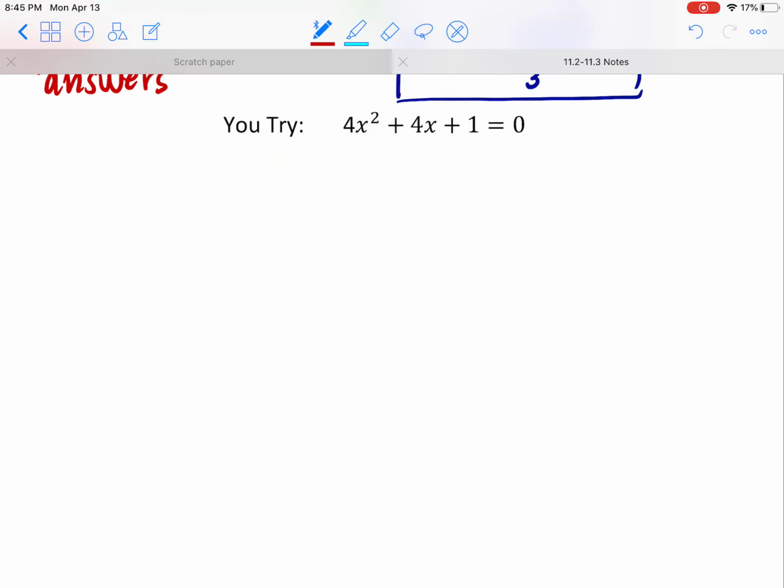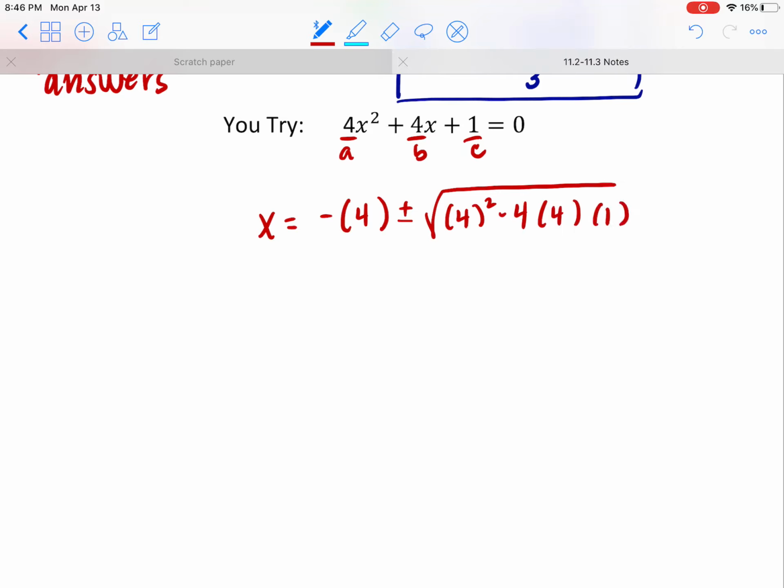Okay, so a is going to be 4, b is going to be 4, and then c is going to be 1. Again, this is factorable. In any other situation, I would use factoring to solve, but because this is going to lead into what we're doing on the next part of the notes, let's use our formula. So x is going to equal negative b plus or minus the square root of b squared minus 4 times a times c, all divided by 2 times a.